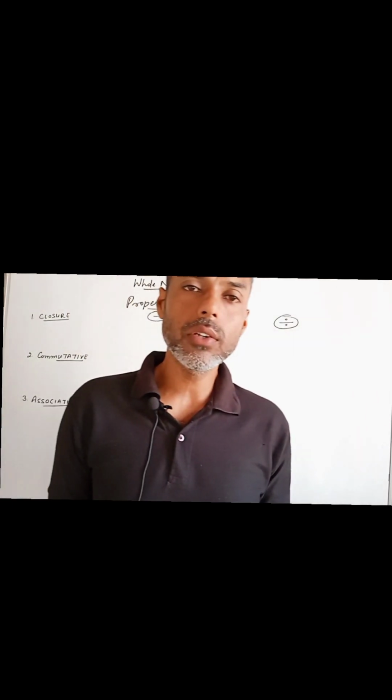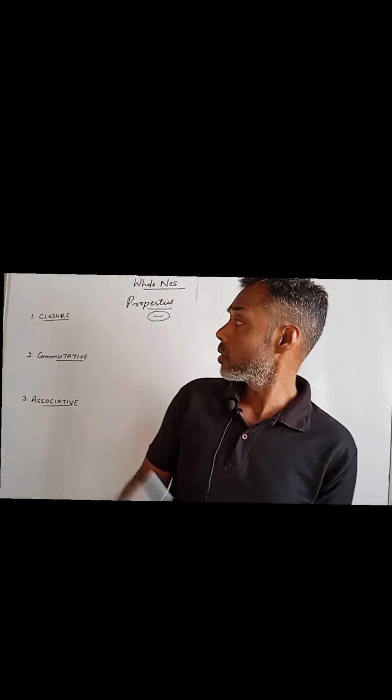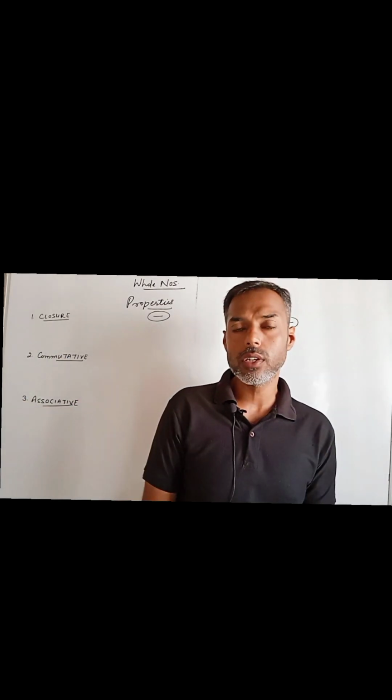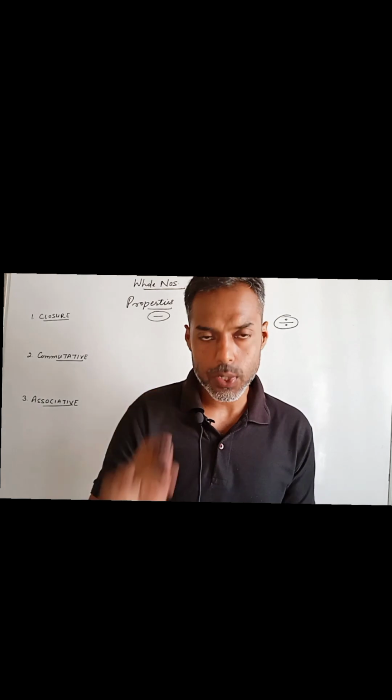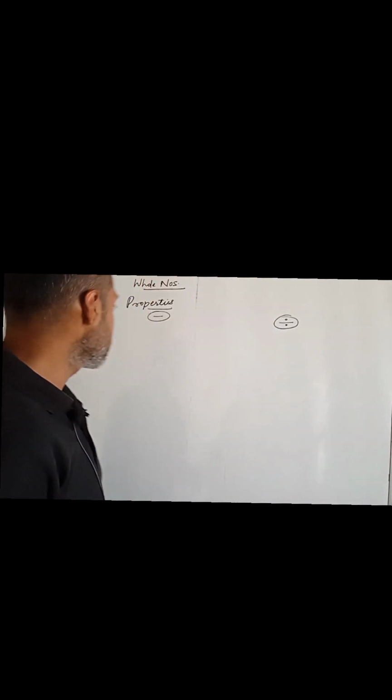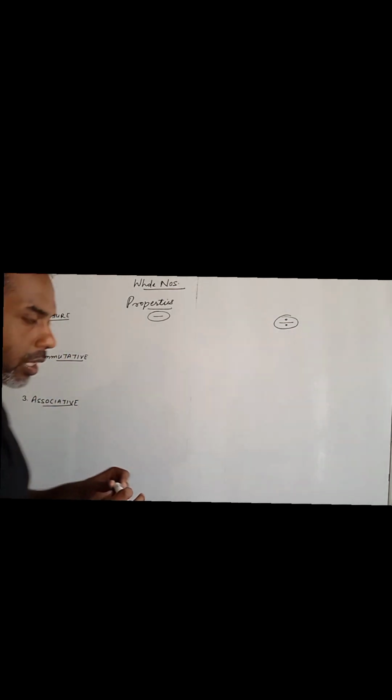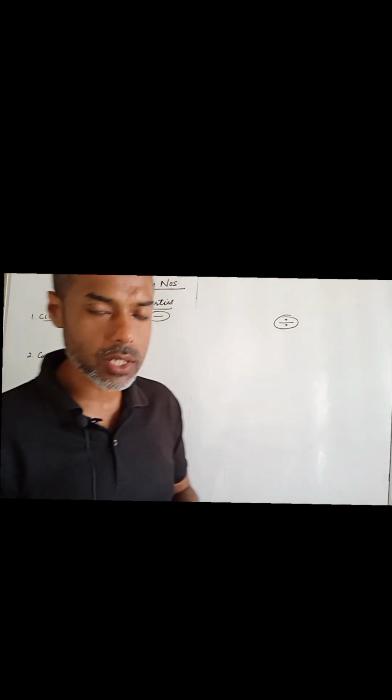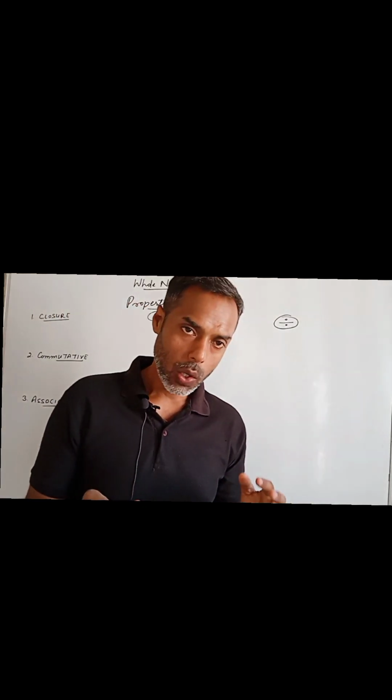So now we are going to learn the same three properties, closure, commutative and associative, in the case of subtraction and division. So let us see how this works. So closure property, as we know, is saying that when we are subtracting two whole numbers, we should get a whole number. So let us see if it is giving that or not.